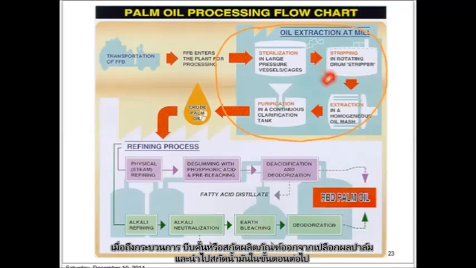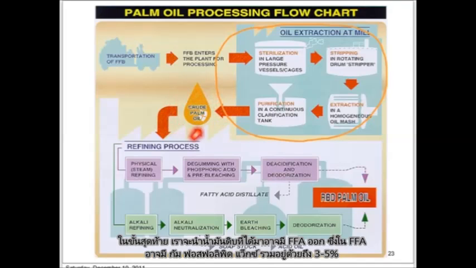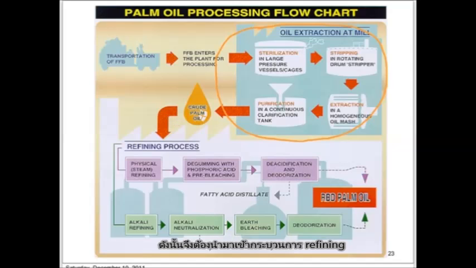Then the next process is stripping, which is the process to separate the fruitlets from the fruit bunch. And this will go through the extraction process to extract the oil, and then the purification process to remove the majority of the undesirable components in the crude oil. Then finally we get the crude oil. But at this stage, the crude oil still contains a lot of fatty acid, a high amount of free fatty acid, maybe between 3 to 5%. It contains gums, phospholipids, waxes, pigments. So these need to be removed in the process of refining.